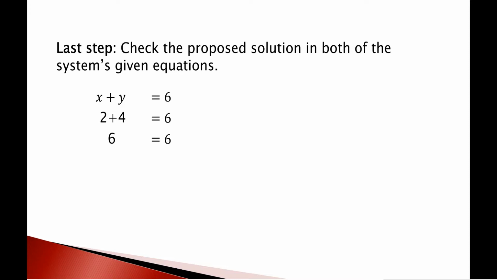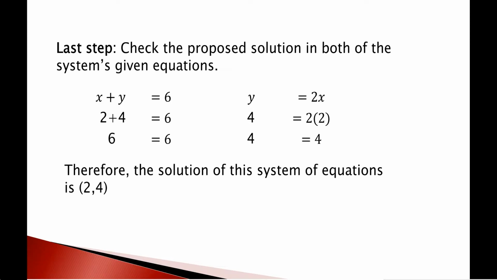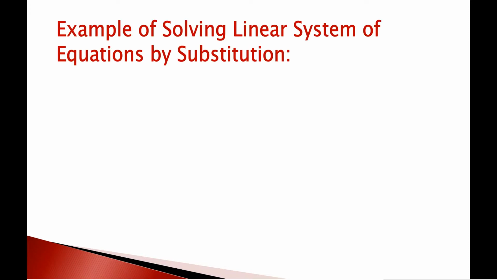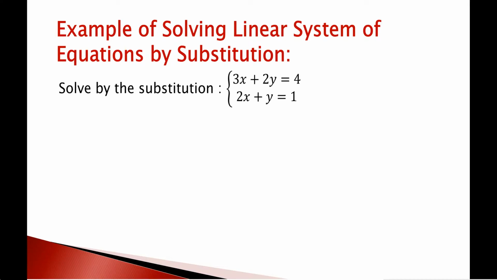Let's do the same for the second equation. Let's pick the second equation, plug in 4 for y, 2 for x, and yes, our left hand side is equal to the right hand side, so it also satisfies our second equation. Since our ordered pair (2, 4) satisfies both of my equations, that means this is the solution of this system of equations. Let's do one more example by the substitution method.